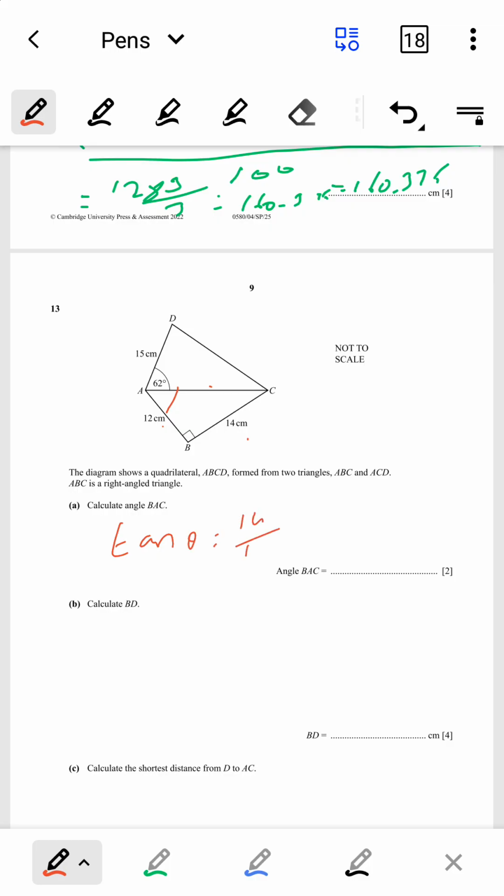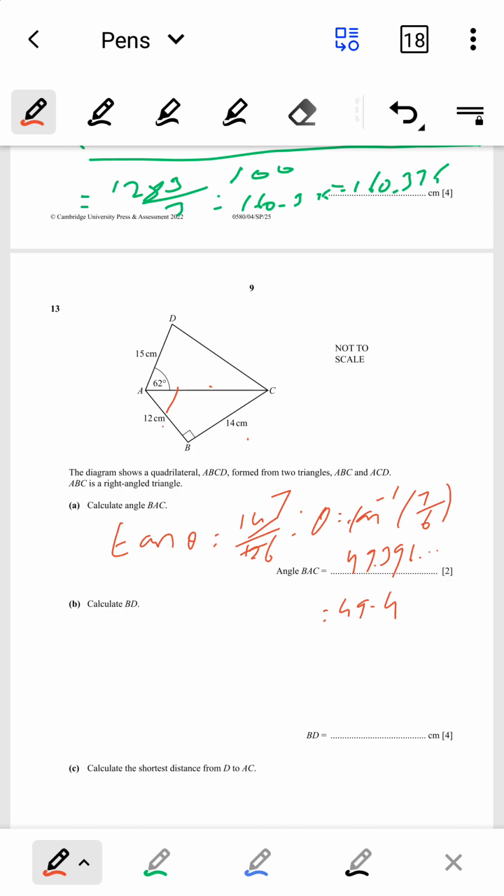So 14 by 12. So then what is theta? Tan inverse of 7 by 6. If you apply it in a calculator, you will get 49.396 something. Keep on going, so 49.4 degrees you can put.